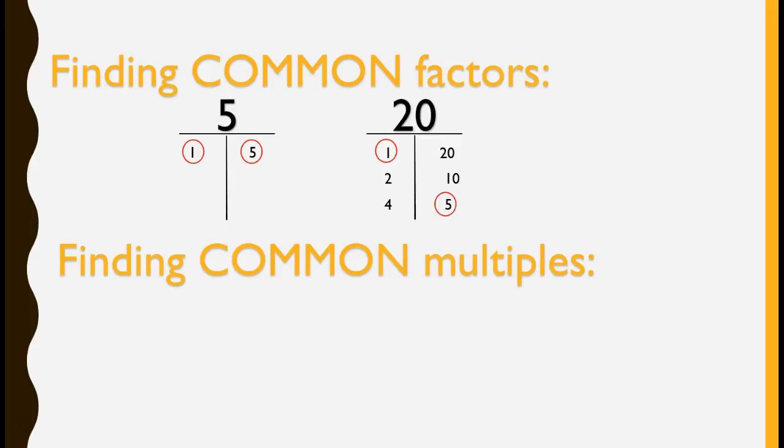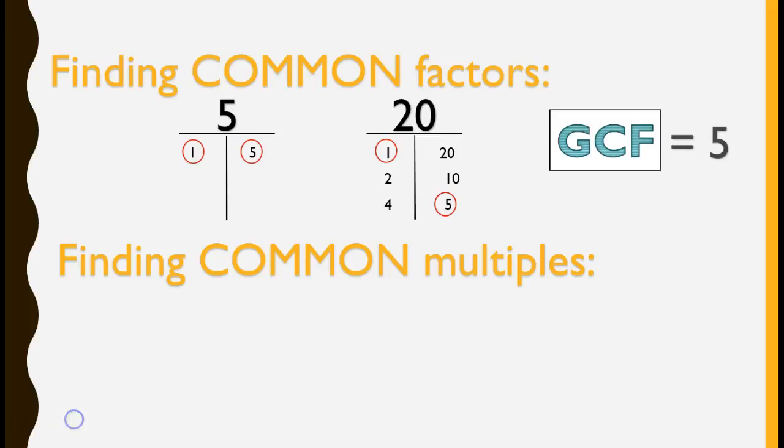Now, almost always, what you're going to actually look for is the greatest common factor. So we want the biggest number that they have in common. And the fancy acronym for that is GCF. That means they want to know which one is the biggest that they have in common. And for this, it's going to be 5, right?